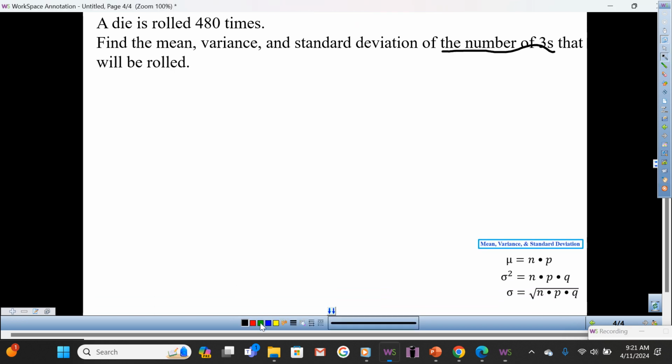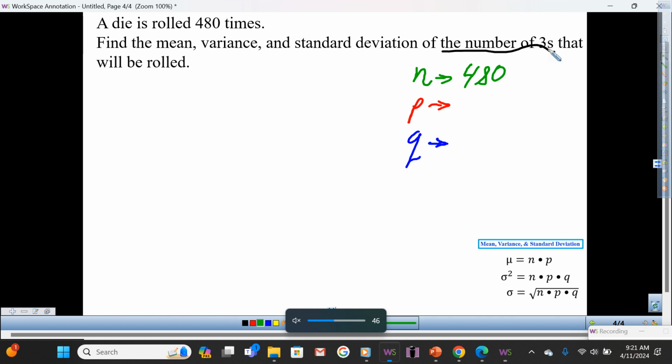So let's see, this one's going to be a little bit interesting. You got N, P, and Q. All right. Let's see. N for Lenny. What is N? 480. So far, so good. Okay. So now let's think it through. It says, find the mean, variance, and standard deviation of the number of threes when you roll a die.